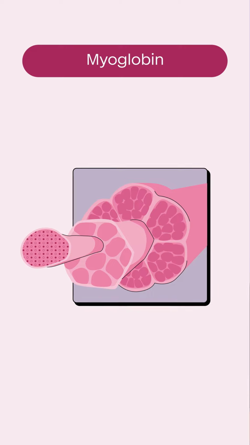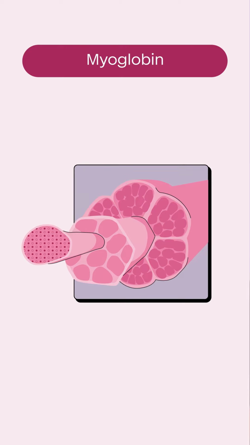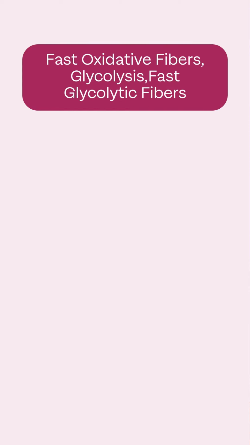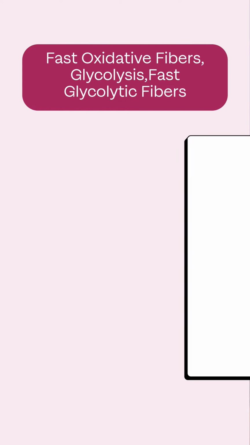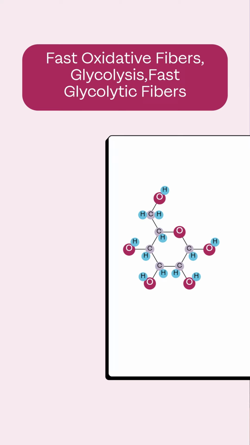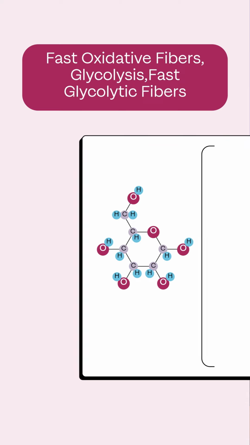Myoglobin contains a pigment that looks red, which is the reason that slow fibers also appear to be this color. This is actually why meat can appear red or pink, and why after the cells die and myoglobin is destroyed, the meat turns gray. Fast skeletal fibers can either be aerobic or anaerobic. These fibers contract more rapidly than slow muscle fibers and are quicker to fatigue.